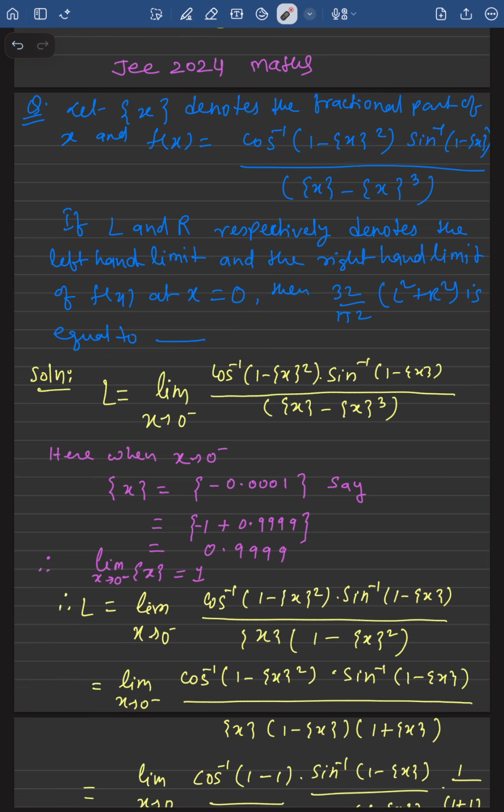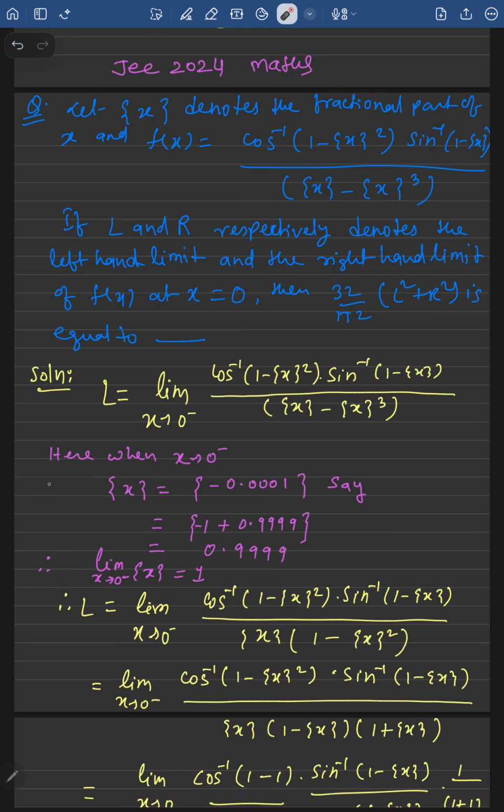Now L and R respectively denote the left hand limit and the right hand limit of f(x) at x = 0. So let us see about L. L is the limit as x tends to 0 minus, that is the left hand side, of cos⁻¹(1 − {x}²) · sin⁻¹(1 − {x}) / ({x} − {x}³).